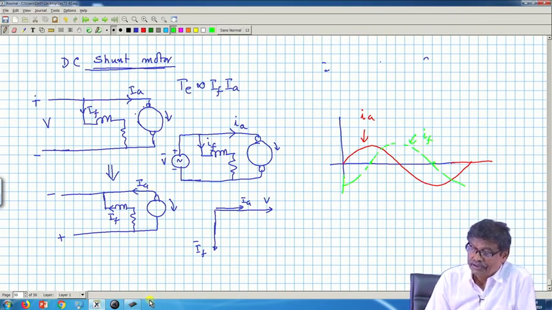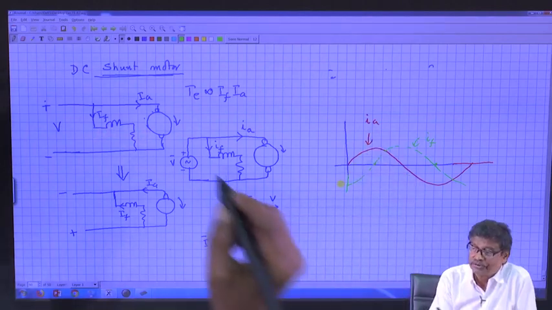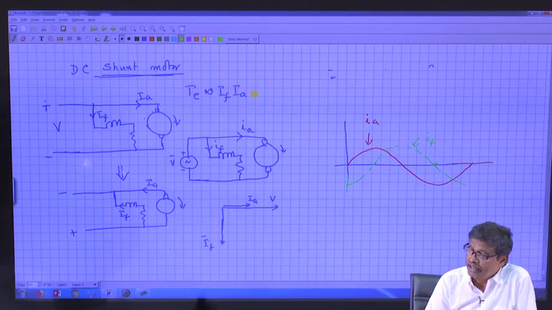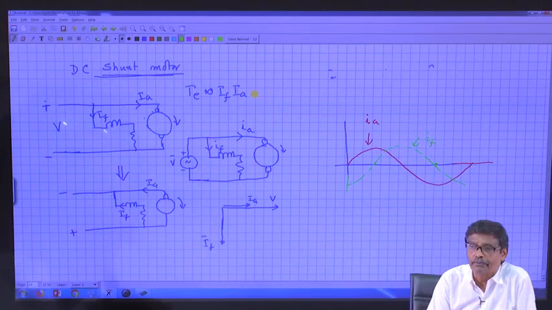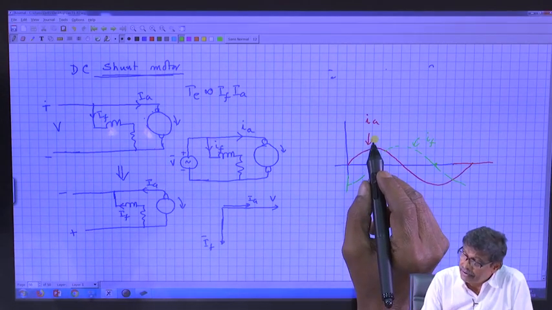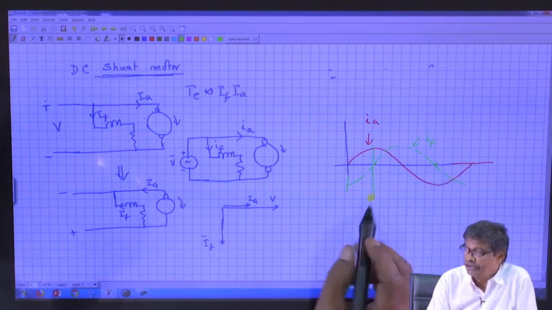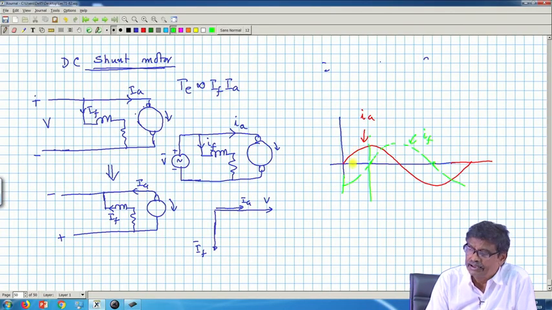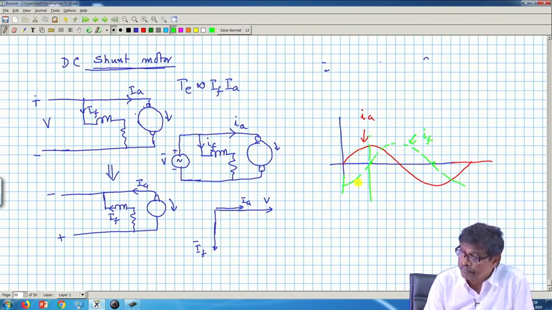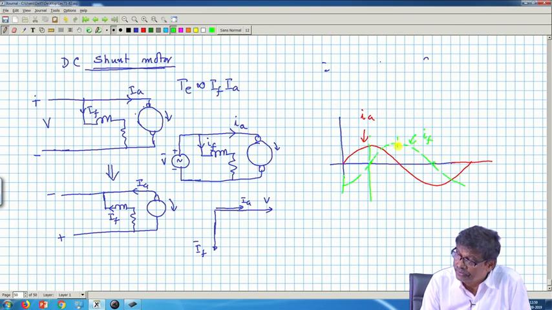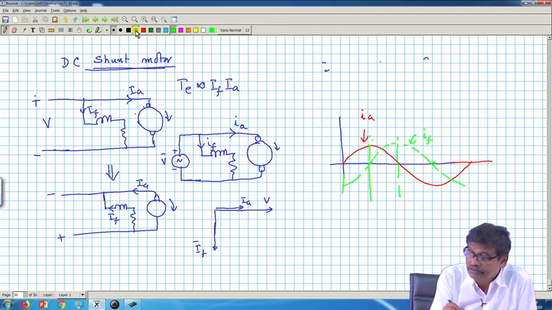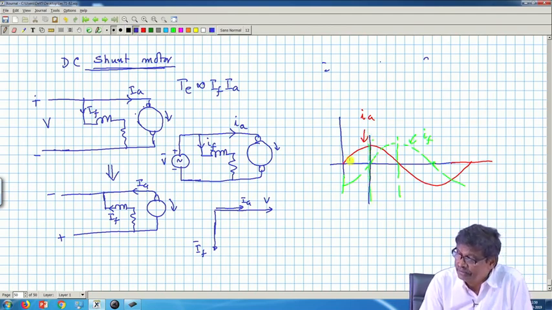Therefore, you see that torque, which is proportional to IF IA, and this is, mind you, 20 millisecond, 50 hertz supply. Therefore, in this zone, IF into IA is negative, this product. During this zone, IF and IA product is positive, is it not? During this zone IF IA is in one direction negative, during this zone IF IA product is positive.